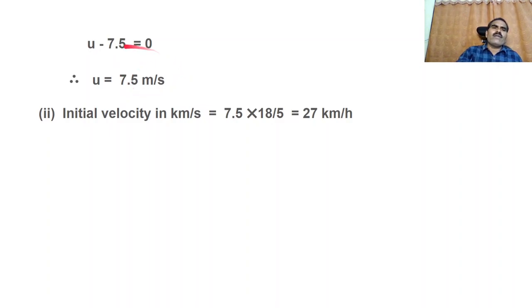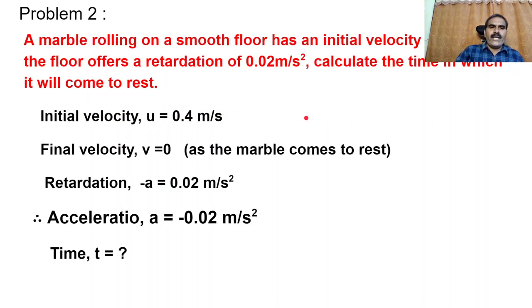Now we have to convert this 7.5 meters per second into kilometers per hour. In order to change to kilometers per hour, we have to multiply by 18 by 5. So 7.5 into 18 by 5 is equal to 27 kilometers per hour. Okay, in order to understand more, we have to consider another problem.